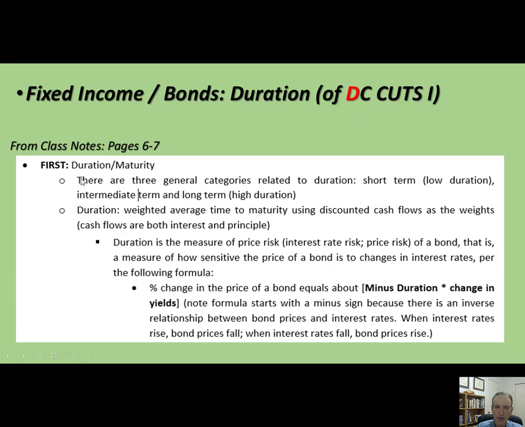Now let's talk about the categories. So again, you got to get the definition, then you got to get the categories, the subcategories. And under fixed income, there are generally three subcategories. There's short-term, which are low-duration bonds, intermediate-term bonds, and long-term bonds or high-duration bonds.